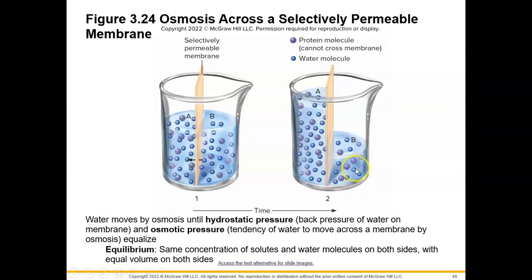Osmosis will continue until the extra height of the water creates enough pressure, known as hydrostatic pressure, that the osmotic pressure that drives the water across the membrane isn't enough to push through due to the extra weight of the water above it. So hydrostatic pressure can cancel out osmotic pressure and prevent osmosis. Equilibrium occurs when there's the same concentration of solute and water molecules on both sides of the membrane.